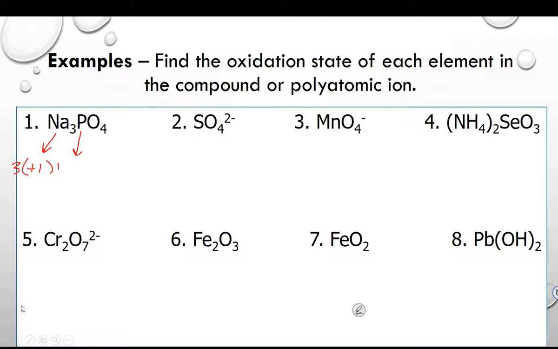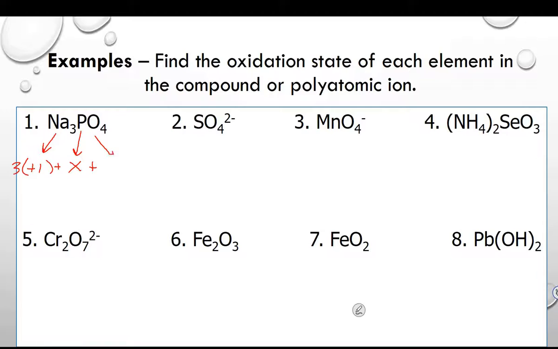I don't know why it went forward, but that's okay. Does phosphorus have a rule? On the ones we just did, was it in any of the rules we just did? No, it wasn't. So it's going to be an X. We don't know what it is.